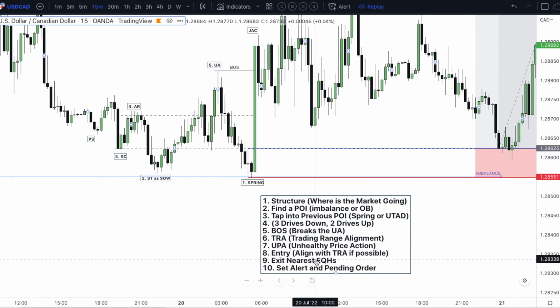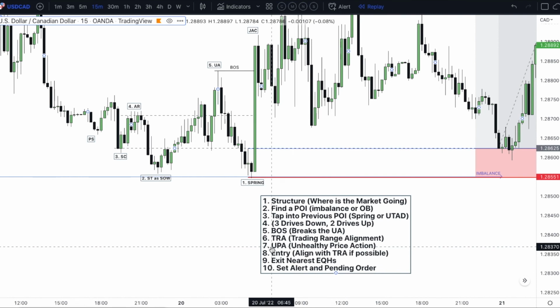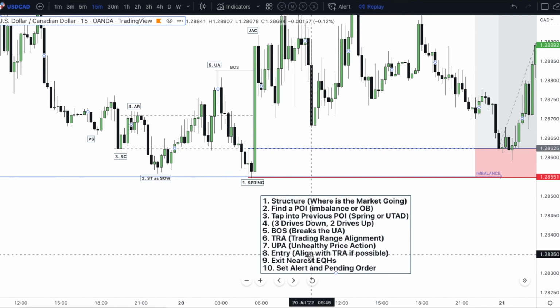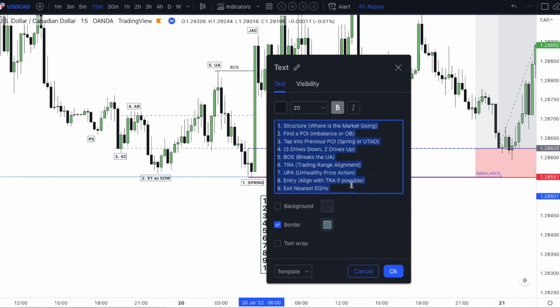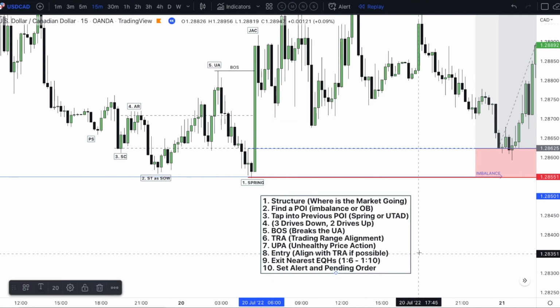It was perfectly aligned. Next, from there, we need unhealthy price action. That's important. A lot of people try to omit number 7, but we need unhealthy price action in this area, you guys. So once you find your UPA, you want to set your entry along with your trading range. And then from there, you want to set your exits next to the nearest equal highs, which I like to say either a 1 to 6 or a 1 to 10. 1 to 6 through a 1 to 10. That's what we want to look at as far as our risk to reward.